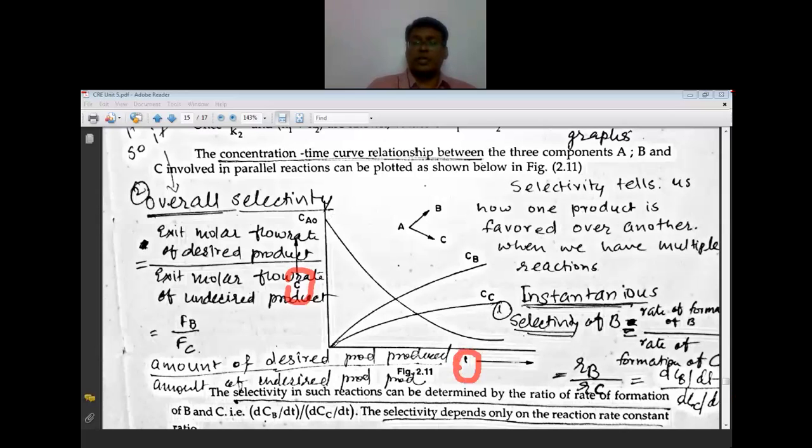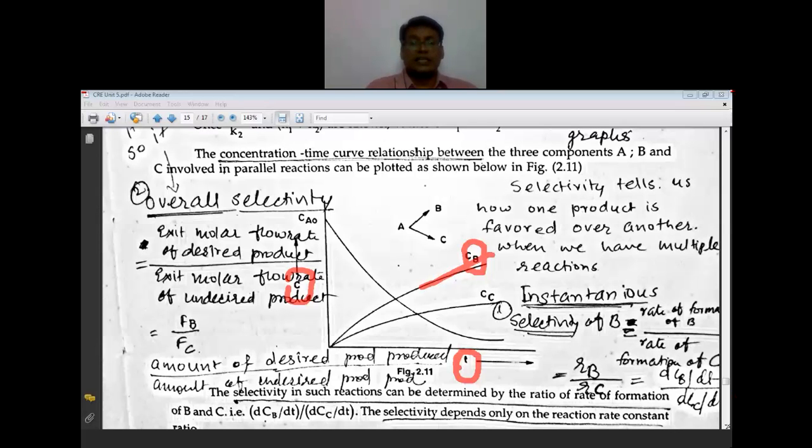So there is no product available. B and C are 0, and only A is available. So CA0 is maximum. As the reaction proceeds, A giving you B or A giving you C, we will consider the one with the higher activation energy. The other reaction is going to give you more product.